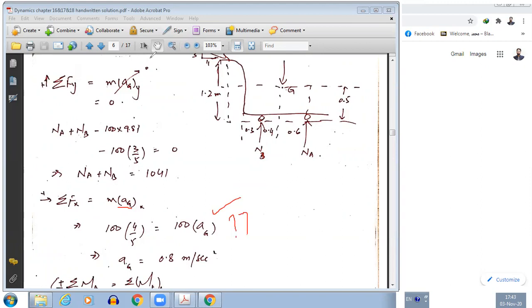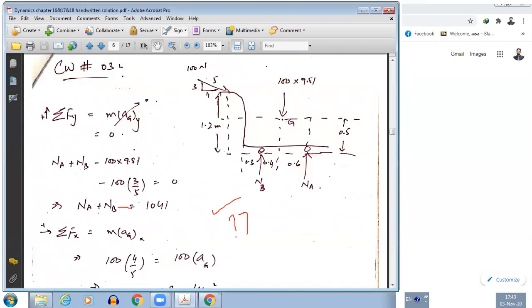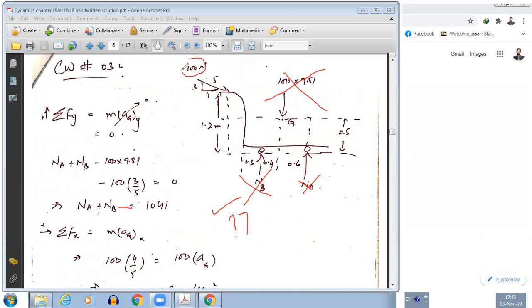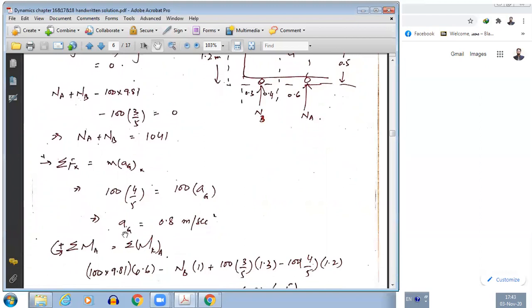Okay, so what are the forces in the x direction? This is a y direction force. This is also a y direction force. This is also a y direction force. So we'll only have a component in the x direction for the 100 Newton force. So that is 100 into 4 by 5 is equal to 100 into a_g. So if we use this, we're going to find out that the acceleration a_g is 0.8 meter per second square.